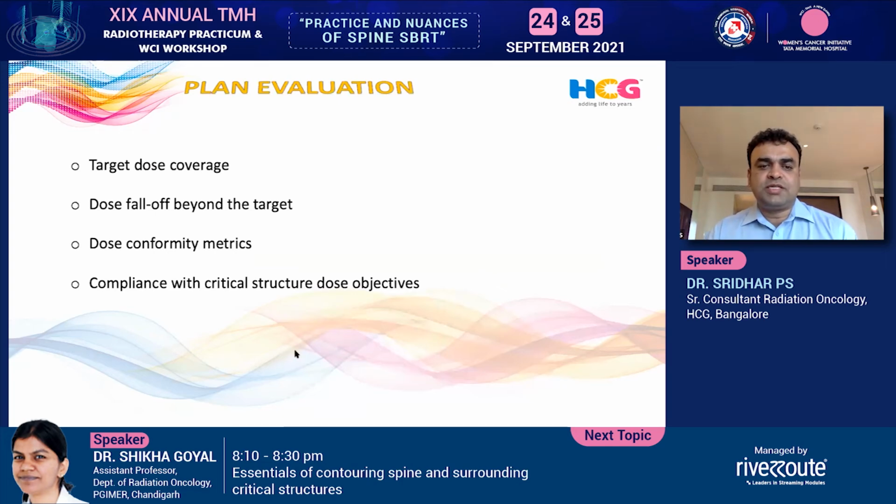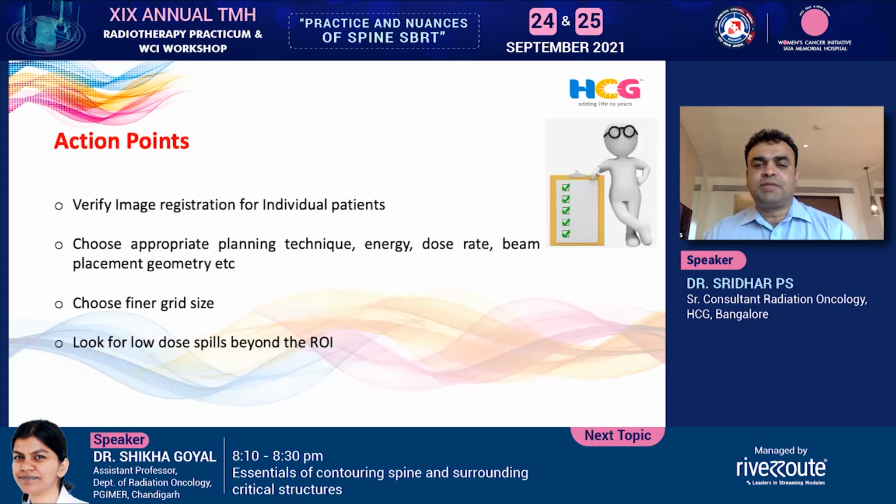Target dose coverage and dose fall-off are the plan evaluation. I don't want to go into details on that. These are all to be kept in mind as the overall process. What immobilization technique was used, and according to that, the dose and plan evaluation have to be done. So these are the action points. Image registration for individual patients, appropriate technique, and all the normal structures have to be marked within at least 3 to 5 centimeters of the target, where the low-dose beams can come into the picture. So look for the low-dose spill, that is radiation.